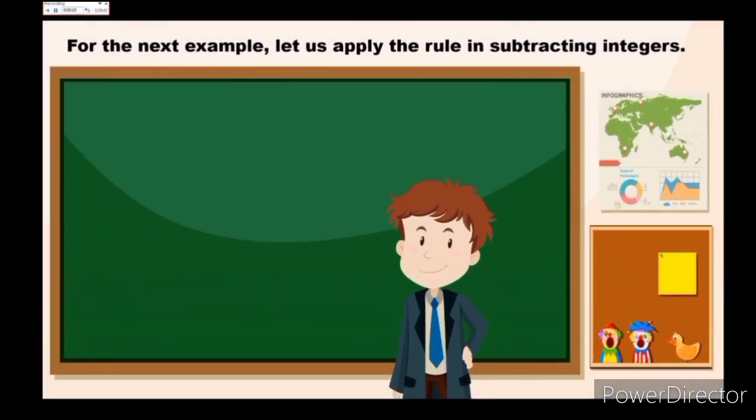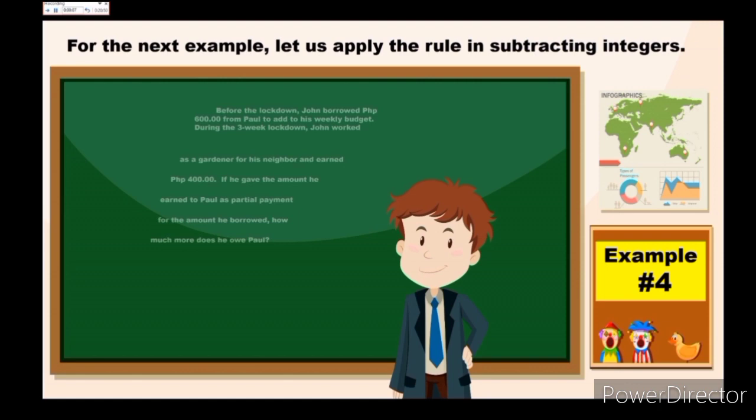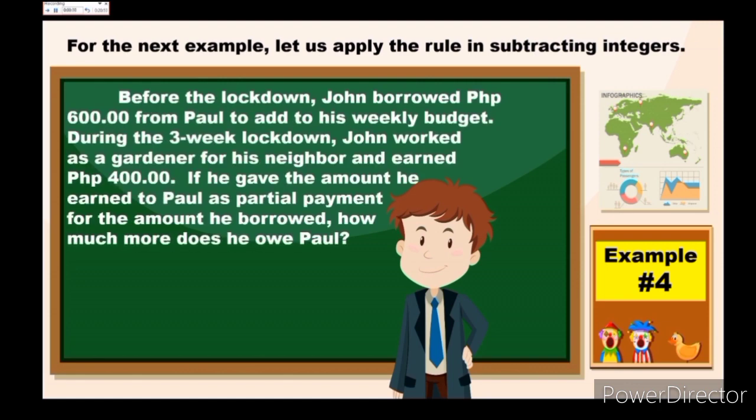For the next example, let us apply the rule in subtracting integers. Let's have example number 4. Before the lockdown, John borrowed 600 pesos from Paul to add to his weekly budget. During the third week of lockdown, John worked as a gardener for his neighbor and earned 400 pesos. If he gave the amount he earned to Paul as partial payment for the amount he borrowed, how much more does he owe Paul? Let's try the solution.